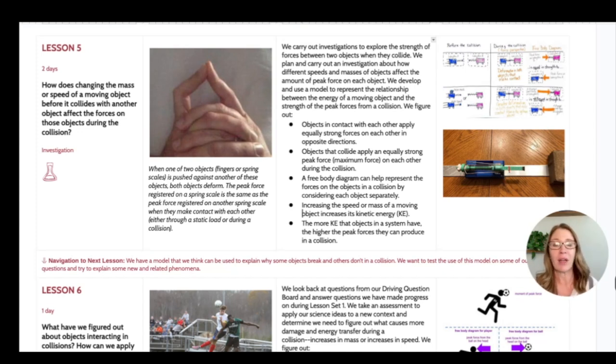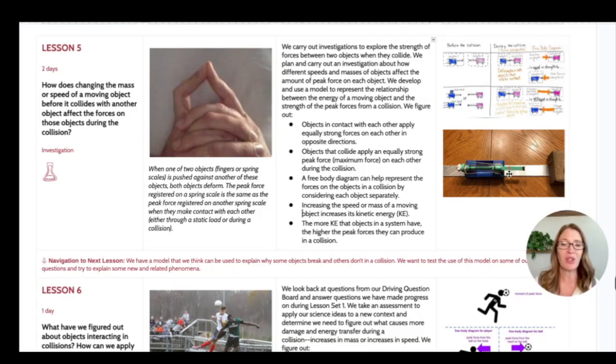Now, what we're figuring out is Newton's third law here, that objects in contact with each other apply equally strong forces on one another. And so you can see we have this in the chart that when you've got two carts in a system, the force is going to be the same on both carts. There's going to be more than one investigation to figure this out. We also figure out that when we add more mass, let's say we put some weighted washers in here, or we push it faster, we're going to end up with more force.